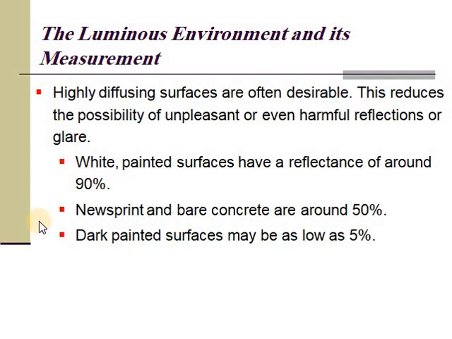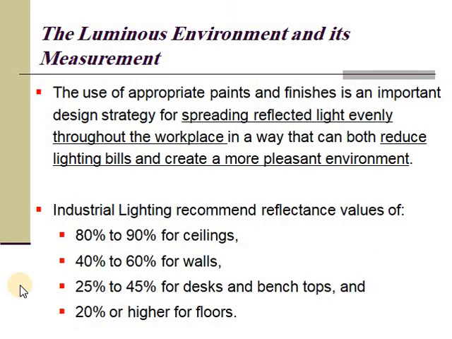White painted surfaces have a reflectance of around 90%. Newsprint, the paper used in printing the newspapers, and bare concrete are around 50%. Dark painted surfaces may be as low as 5%. The use of appropriate paints and finishes is very important for spreading reflected light evenly across the workplace in a way that reduces the lighting bills and creates a more pleasant working environment.